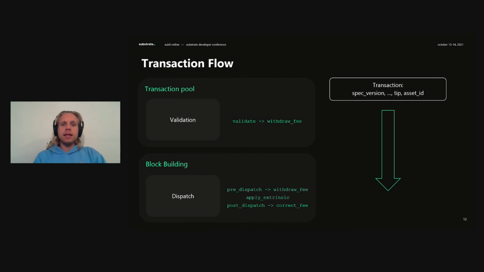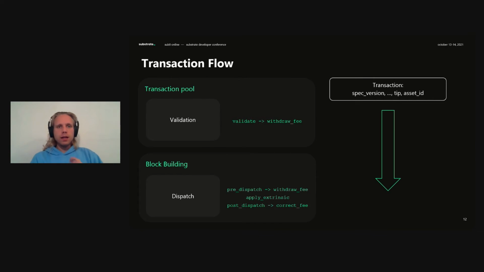And if it cannot be, then the transaction is invalid because there are not enough funds to pay for it. So that's the first step. And then once a block builder actually decides to include the transaction in a block, it will go through dispatch. And there we have the pre-dispatch, which will do the actual withdrawal fee. So it will actually mutate the chain. And then it will apply the extrinsic, the included extrinsic. And then in post-dispatch, it will correct the fee.